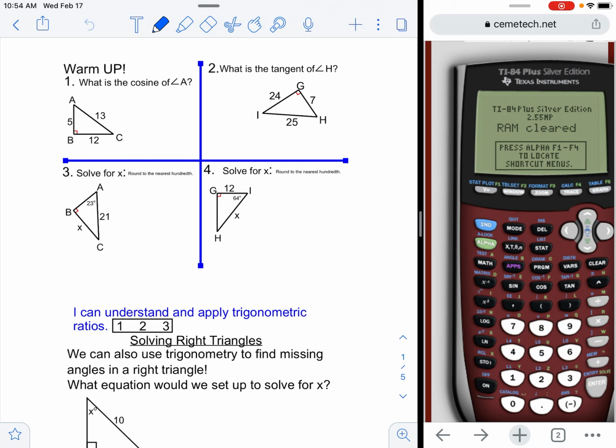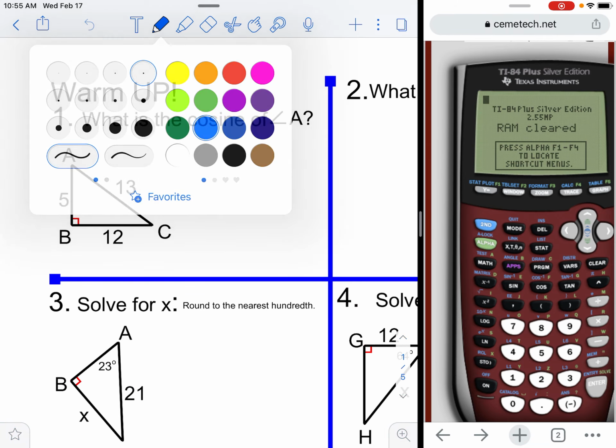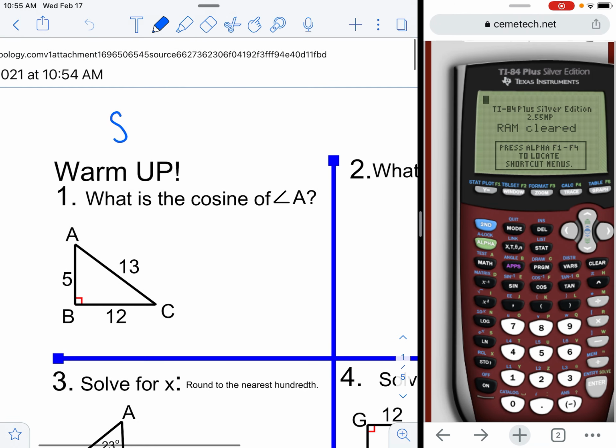All right, so this is Right Triangle Trig Day 2, where we do learn new material. We learn how to solve for missing angles. But before we do that, let's go ahead and do a warm up. I will do 1 and 3 with you, and then pause the video and try 2 and 4 on your own. What is the cosine of angle A?